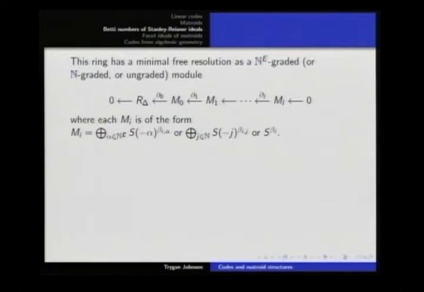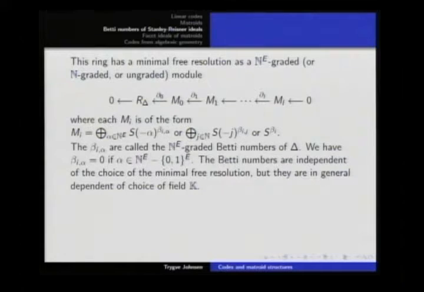This is what is in position i, I mean M_i, exactly. If you remove all grading, you just get a power of S. And the beta_i,alpha are called the E-graded Betti numbers, and they are 0 if alpha is not square free, so to speak. This is something others have also been talking about. And the Betti numbers are independent of the choice of the minimal free resolution, but they are in general dependent on the choice of the field K.